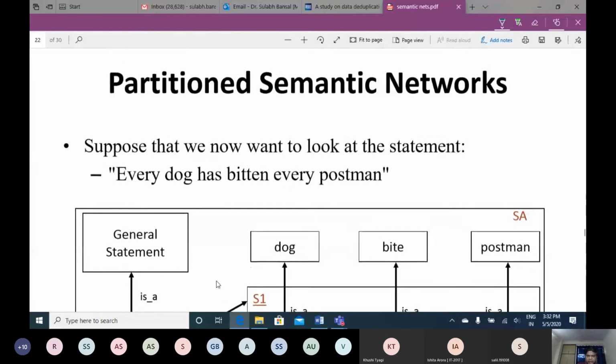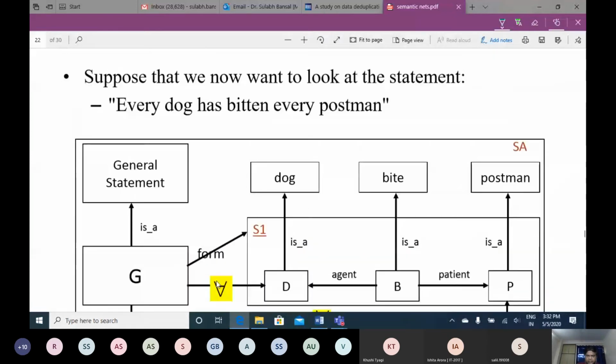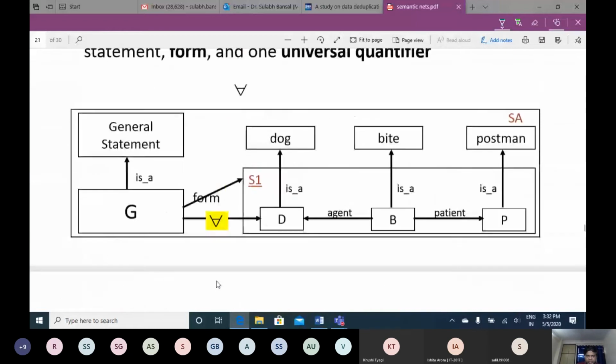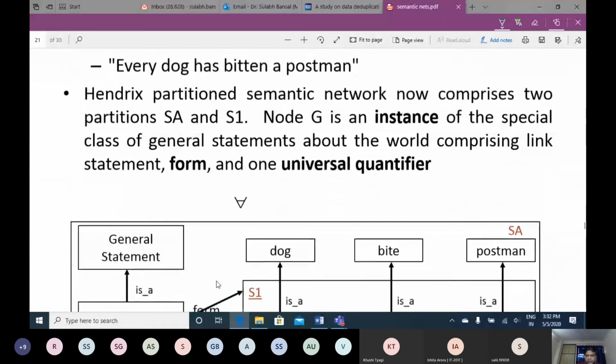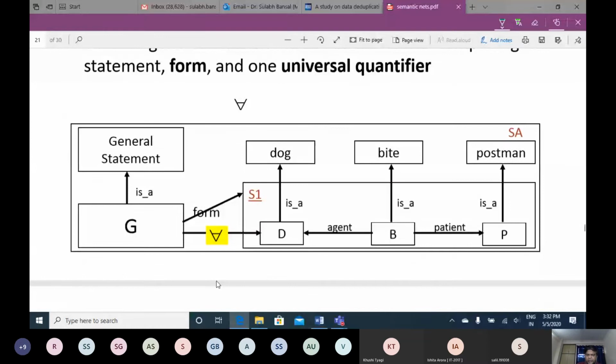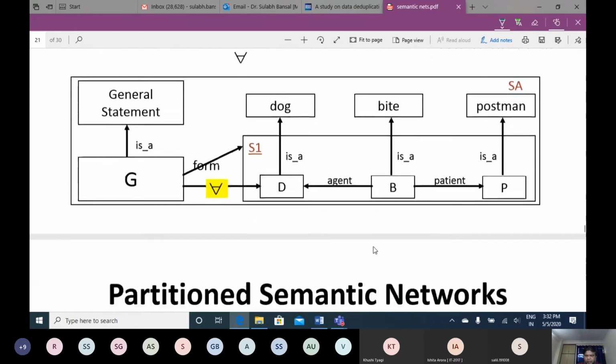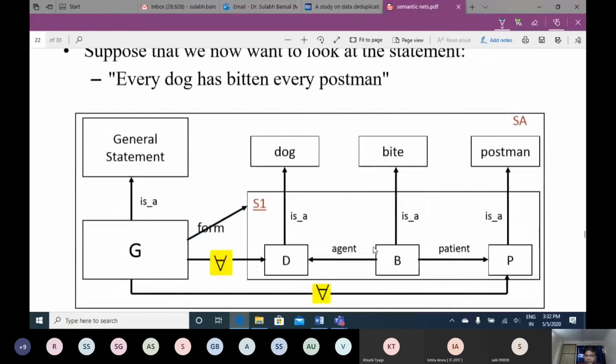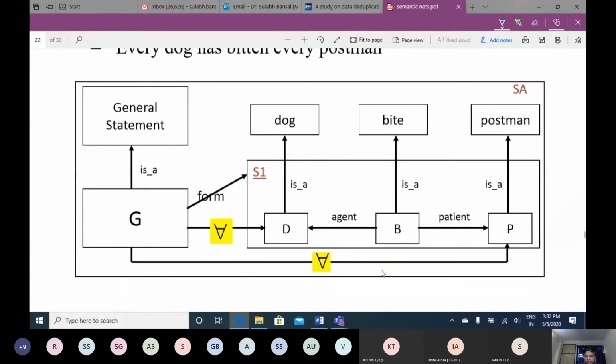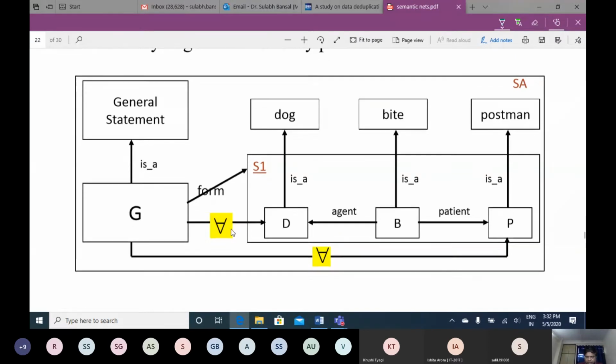So every dog has bitten every postman. One statement is every dog has bitten a postman. So there is a universal quantifier on dog only. Every dog has bitten a postman. Okay. Now we want to represent the knowledge every dog has bitten every postman. Then for all dog, we have to relate this in this way: for all on dog and for all on postman also. So this representation is more generalized.